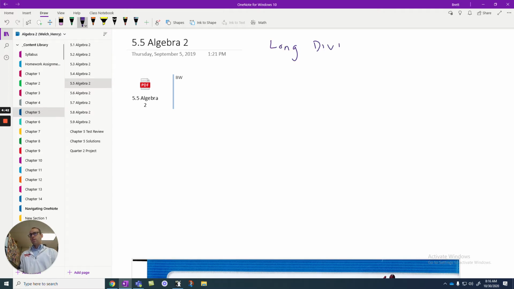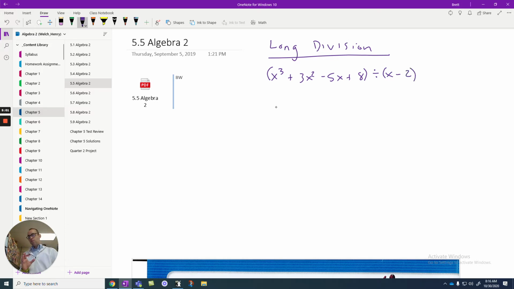Okay, the first few problems in your assignment ask you to do long division. So you'll have something like x cubed plus 3x squared minus 5x plus 8, and we want to divide that by x minus, say, 2.